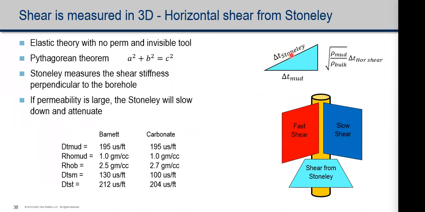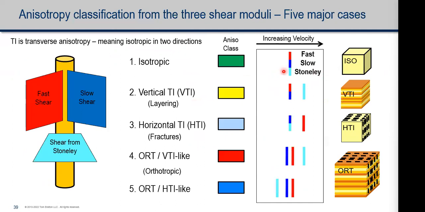So the tool measures this delta T Stoneley, and if you remember the Pythagorean theorem, the Stoneley is on this side of the triangle. So it's a function of your delta T mud, and it's a function of the shear that's in the horizontal plane to the borehole, and modified by a ratio of the mud density to the formation density. But you can measure the Stoneley, and if you input a reasonable delta T mud and some densities, then you can invert for the horizontal shear, and that allows you to compare the shear velocity in 3 dimensions.